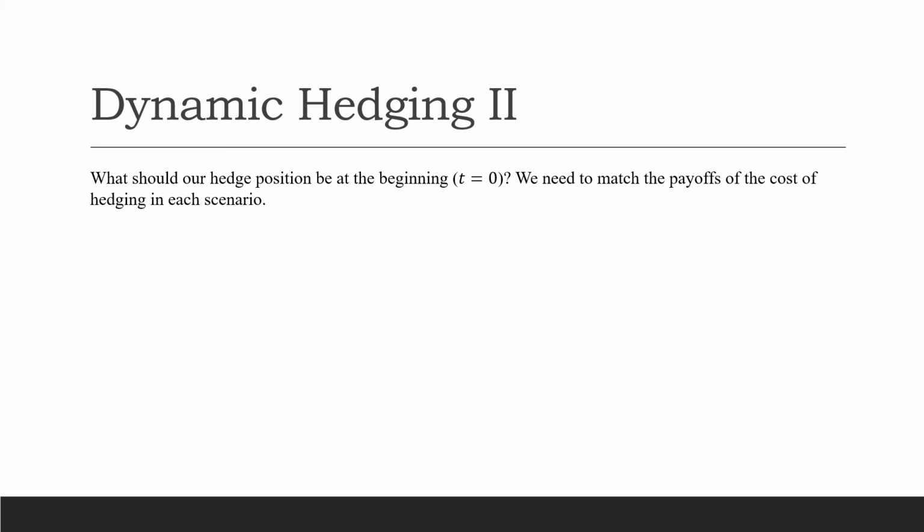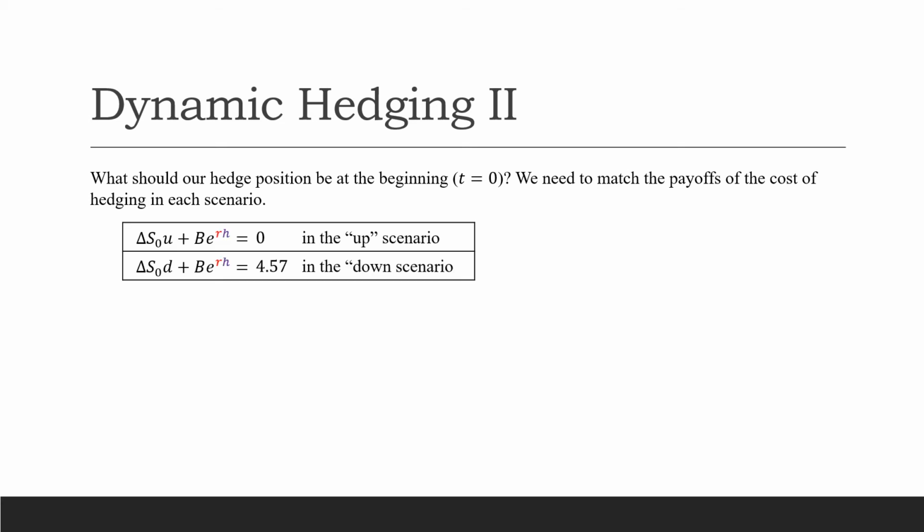What should our hedge position be at the beginning? We need to match the payoffs of the cost of hedging in each scenario that occurs at t equal to 0.5. In the up scenario, our hedge cost was 0, and in the down scenario, our hedge cost is $4.57. We need to play the same game again and ask ourselves, how many units of the stock market portfolio should I buy or short, and how many dollars should I invest or borrow at the risk-free rate to replicate these payoffs? Mathematically, this is expressed in this system of linear equations.